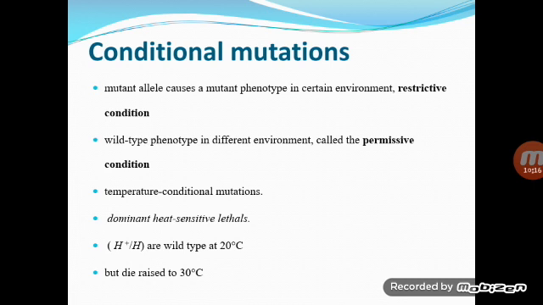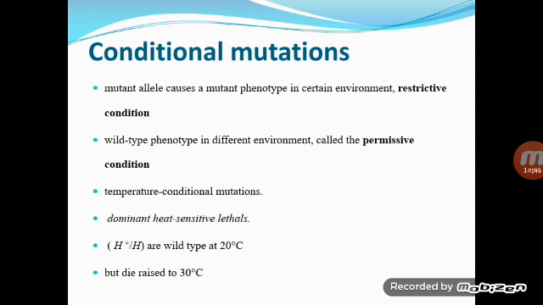Mutant phenotype appears in a certain environment condition, that condition is called restrictive condition, but causes a wild type phenotype in some other environment, called as permissive condition. Permissive condition to show the wild type, restrictive condition to show the mutant phenotype.